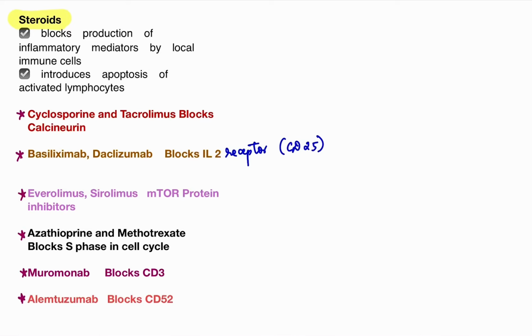Good morning. Let's learn about the immunomodulators. The first is steroids. Steroids block the production of inflammatory mediators by local immune cells, and they induce apoptosis of activated lymphocytes.